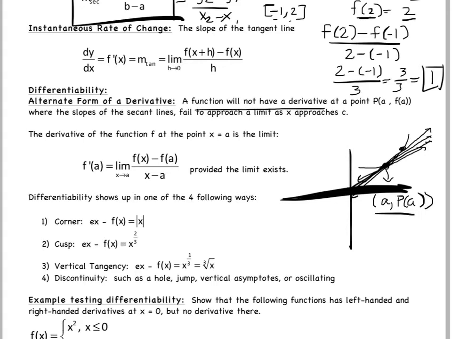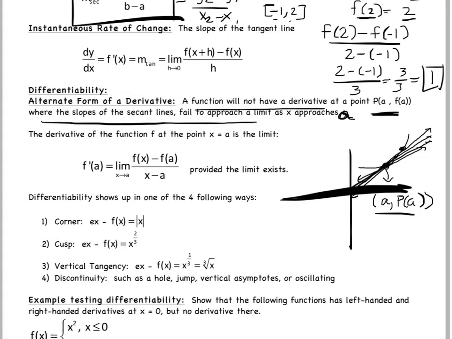We're saying that that function will not have a derivative at that point where the slopes of the secant lines fail to approach a limit as x approaches c. So as this point is approaching this value, and this should say as x approaches a, actually. Let's be consistent here. Let's change that to an a. So as this point is actually approaching a, if the limit doesn't exist, then the derivative won't exist.